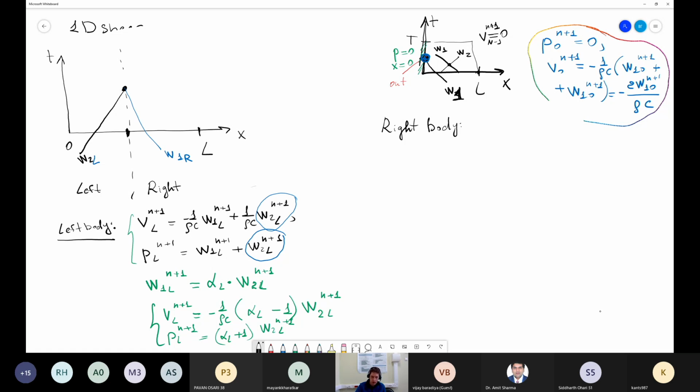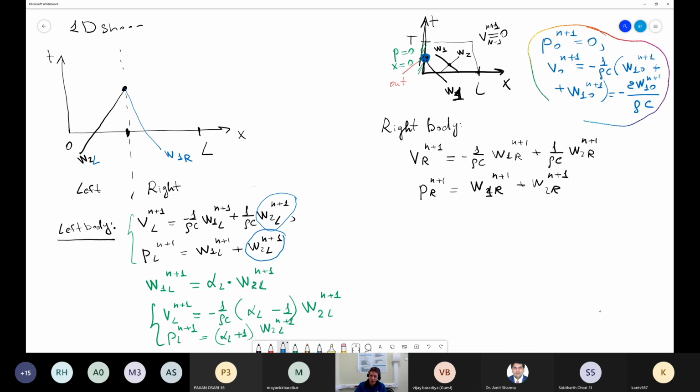So what can we write? We can write that v right at the n plus 1 is equal to minus 1 divided by rho C W1 right at the next time layer plus 1 divided by rho C W2 for right n plus 1, and the same for the pressure is equal to W1 right at the next time moment plus W2 right at the n plus 1. It's my fault, this subscript 1. Great.